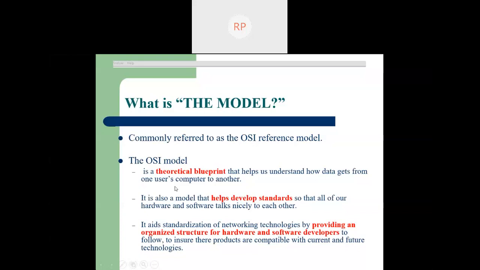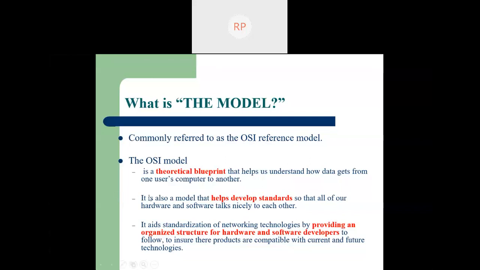Why? The reason is like that. The OSI model is a theoretical blueprint that helps to understand how data gets from one user's computer to another. It means how data is passed from one system to another throughout the different layers. With the help of that blueprint, you can track what changes and additions are made to the data, and at the end how it is received and how the headers are dropped. You have to add a header, like that we do segmentation.